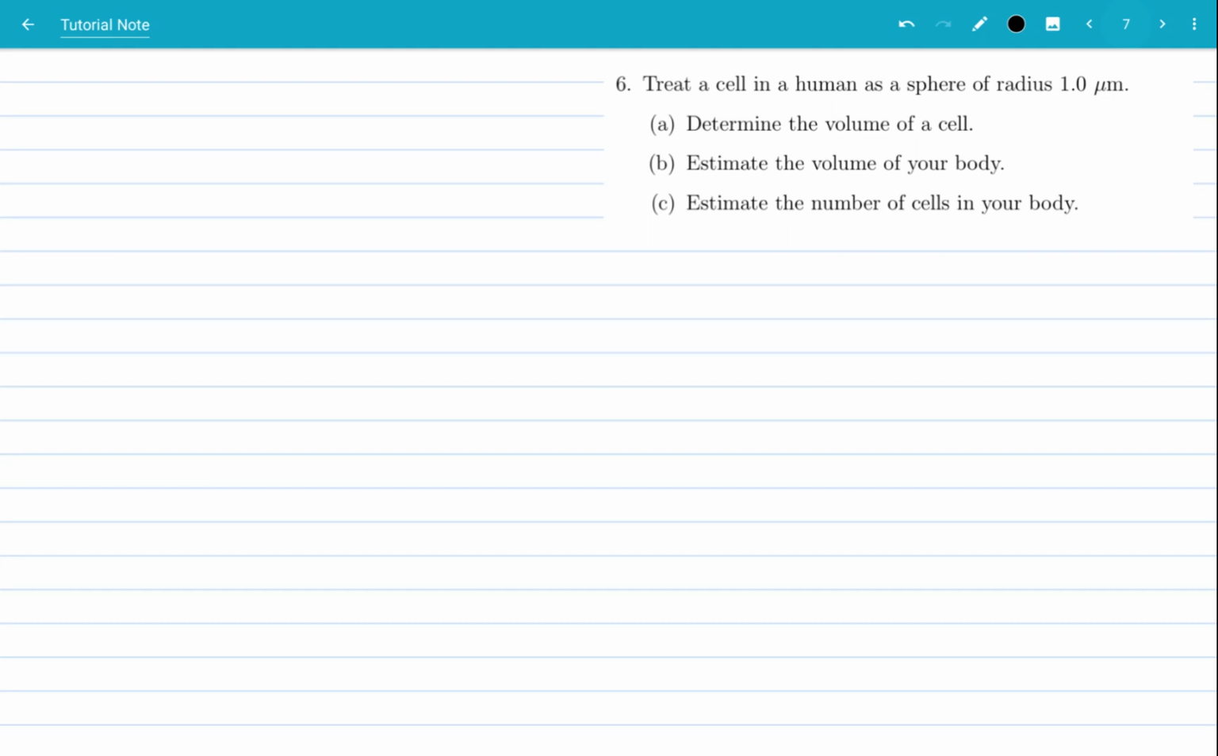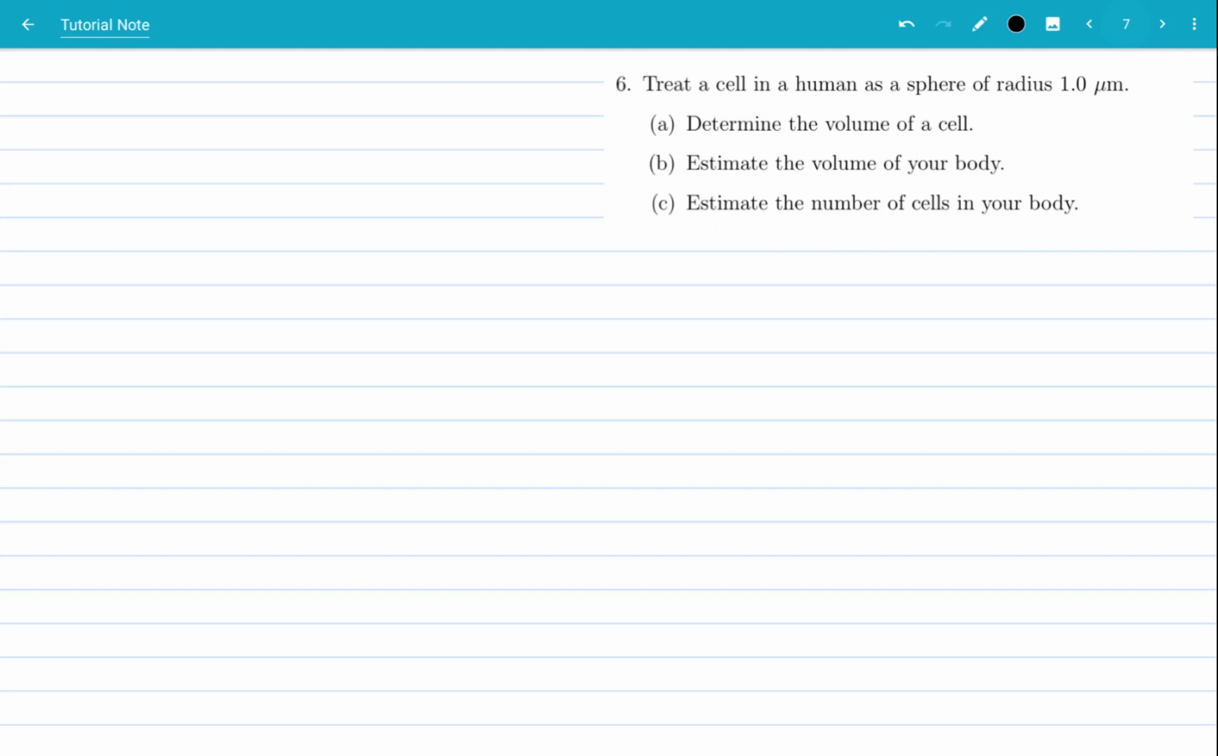Alright, so welcome back. We'll continue again with tutorial sheet 1 of lecture 1, which is dimensional analysis. Now this is question 6 from your tutorial sheet, which is really a simple question. So let's get to it.